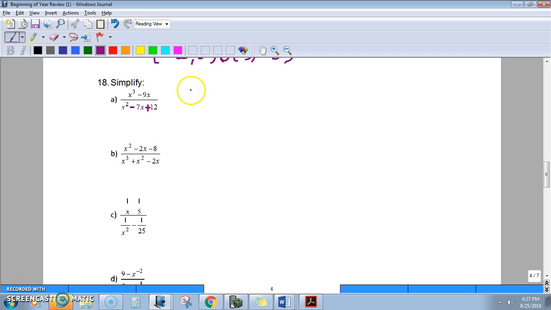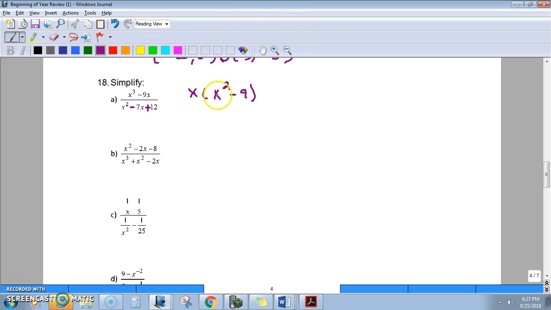Watch, if I factor out an x here, right? And then I just have x squared minus 9 left over. Why? How does that work? Because if I distributed, x times x squared would be x cubed, and x times negative 9 would be negative 9x, and that's what I started with. So I factored correctly, okay?